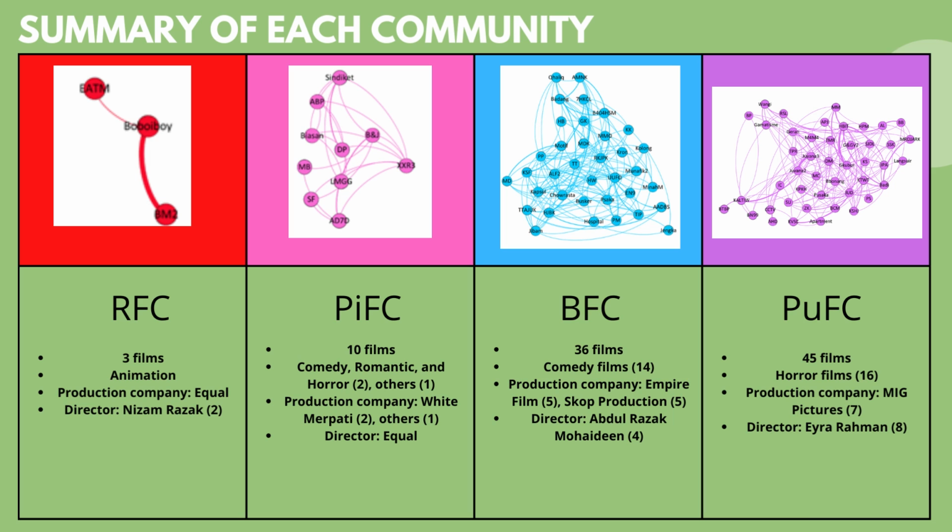And then the purple community, named PUFC, has the most films, which is 45, and the highest weight is 7 between Juvana 2 and Juvana 3. Again, both films are sequels. However, most films in PUFC are horror. MIG Pictures produced 7 films and Ira Rahman directed the most films in PUFC. So, for your information, Ira Rahman is a famous director who tends to direct horror films, but her other type of films, which is comedy films, are also listed in PUFC.